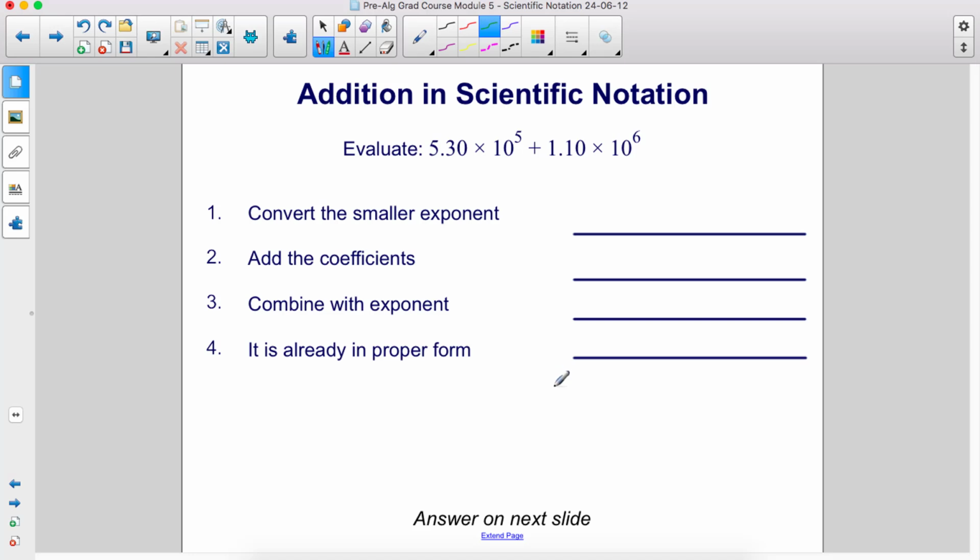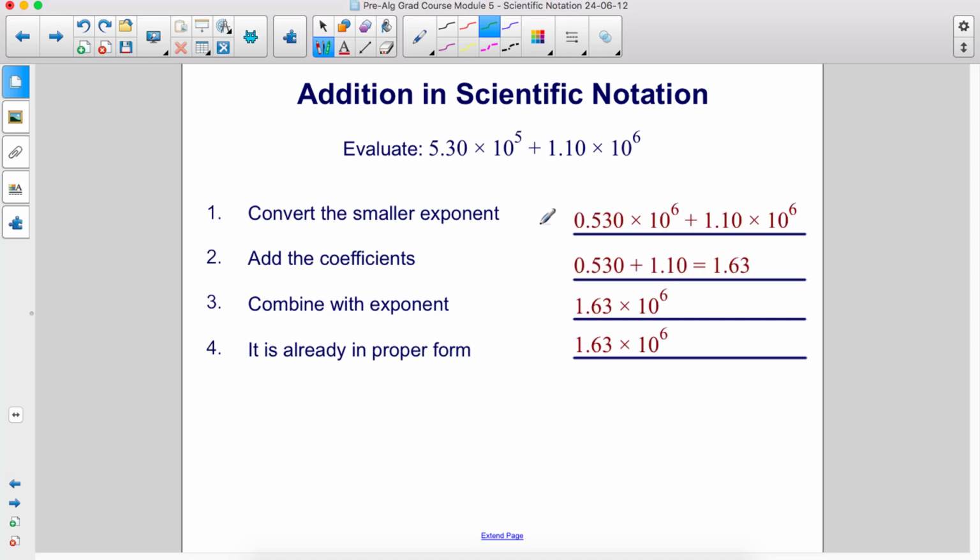Evaluate 5.3 times 10 to the fifth plus 1.1 times 10 to the sixth. All right, so the easiest way to do it is to take the number with the smaller exponent and convert it to the larger exponent. So in order to make this 10 to the 6th, we do have to move that decimal 1 over to the left. So we get 0.53 times 10 to the 6th plus 1.1 times 10 to the 6th. Now we just add the coefficients. We get 1.63. Combine that with our exponent, our power here, and we have our answer. It's already in proper form. We don't have to do any more steps.